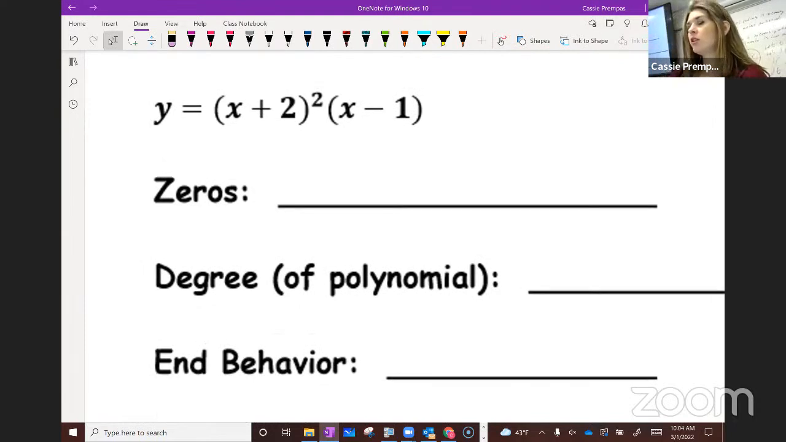All right, guys, the zeros. Turn to your partner, find out who has the most siblings, and the person with the most siblings, you share what the zeros would be.